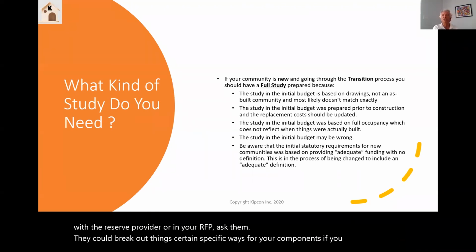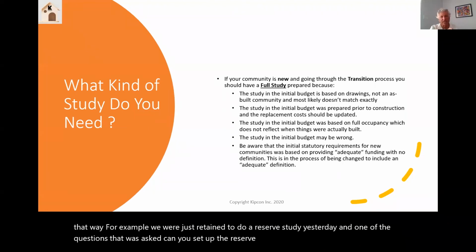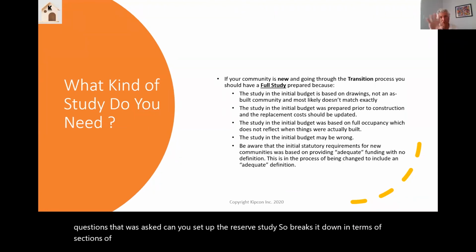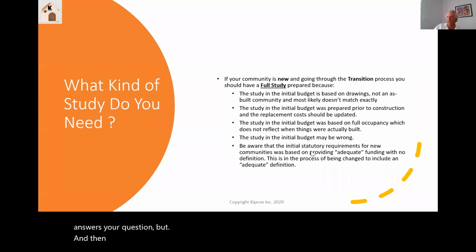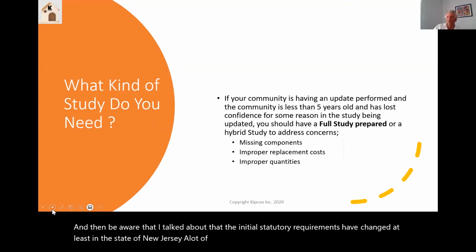For example, we were just retained to do a reserve study yesterday. And one of the questions that was asked was, can you set up the reserve study so it breaks it down in terms of sections of the community rather than the overall community? And the answer was absolutely, if you'd like us to do it that way. So I don't know if that really answers your question. And be aware, as I talked about, the initial statutory requirements have changed, at least in the state of New Jersey. A lot of states do have statutory requirements in regards to reserve studies. New Jersey and Pennsylvania are not among them.